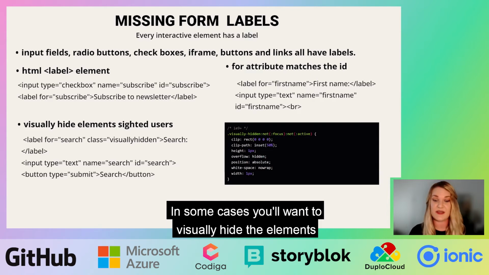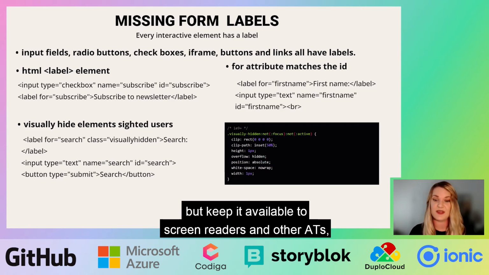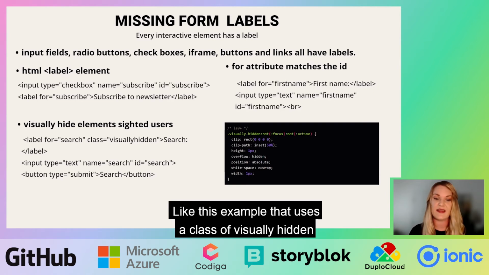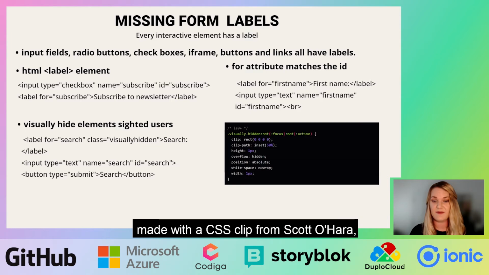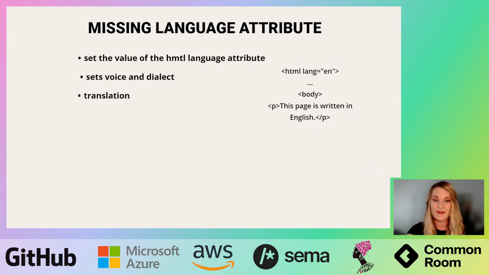In some cases, you'll want to visually hide the elements from sighted users. In order to hide the information, but keep it available to screen readers and other ATs, you can use CSS, like this example that uses a class of visually-hidden, made with a CSS clip from Scott O'Hara, that you add to your HTML and CSS.